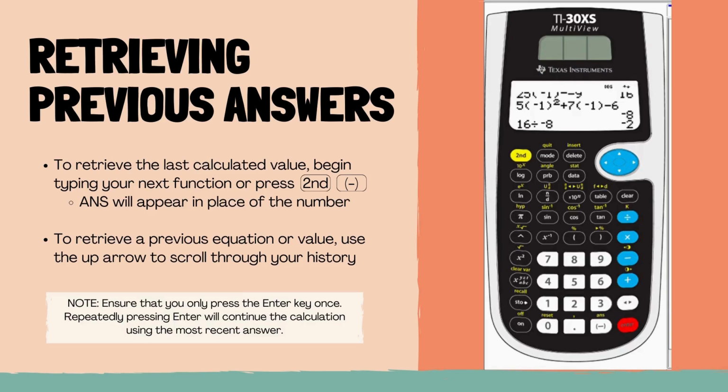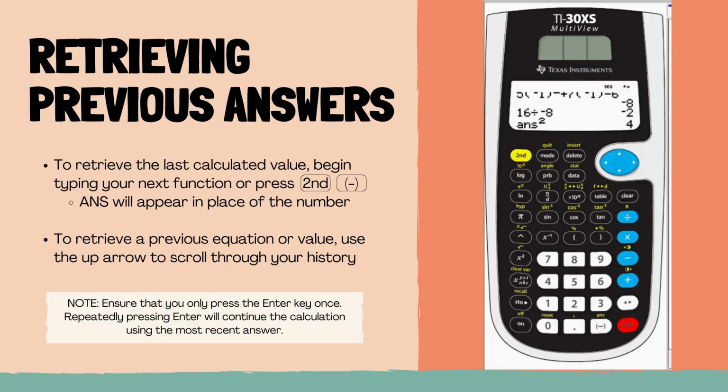So let me give you an example. Our last problem gave us an answer of -2. Say we needed to square that. We can simply press the square button and it gives us answer squared. And when we press enter, it gives us the answer of 4, which is correct.